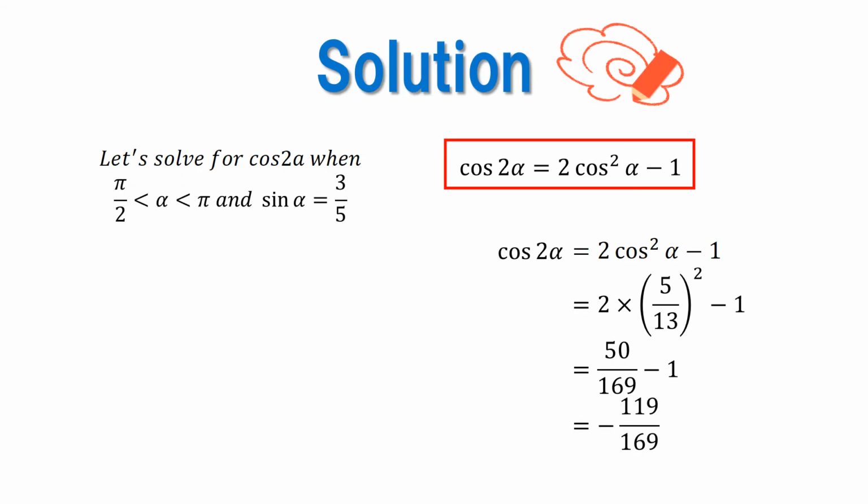Cosine 2α equals 2 cosine squared alpha minus 1. This time, because we know the value of cosine alpha, we'll use the following equation. Cosine 2α equals 2 cosine squared alpha minus 1. Doing that, we get 2 times (5 over 13) squared minus 1, and from that, we get negative 119 over 169.